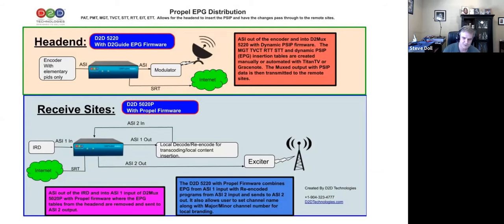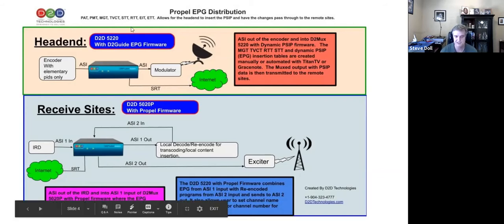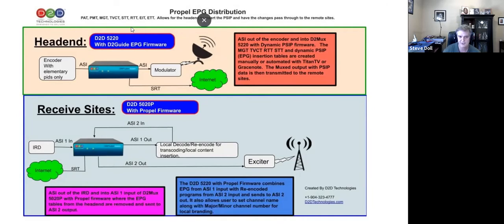So the solution we came up with is, we still use just one PSIP generator at the uplink, which would send it out over satellite to all the locations. And then at each location, we had one of our D2 Flex products, which has 2 ASI inputs and 2 ASI outputs. What we would do is take the satellite feed in on ASI 1, strip off all the guide data, and send it out the ASI output to the downstream decoder encoder so they could do all their local origination content.